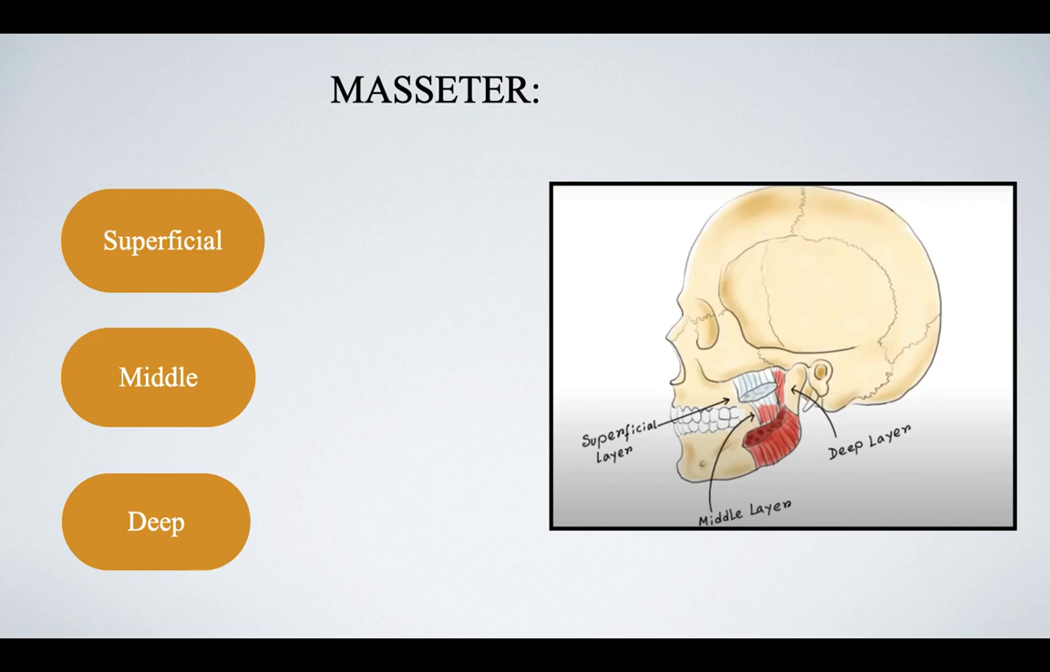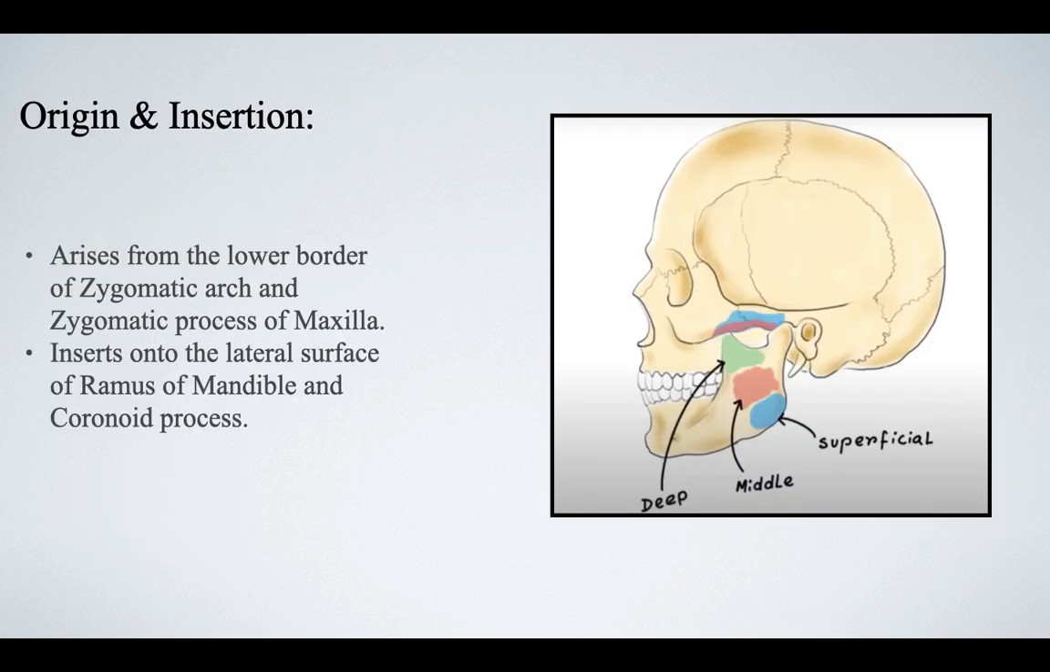Masseter. This is a thick quadrilateral muscle. The muscle fibers are arranged in multipinnate fashion. It is regarded as the strongest muscle of the body. It includes three layers: superficial layer, middle layer, and deep layer. Let us see in detail the origin and insertion of each layer.